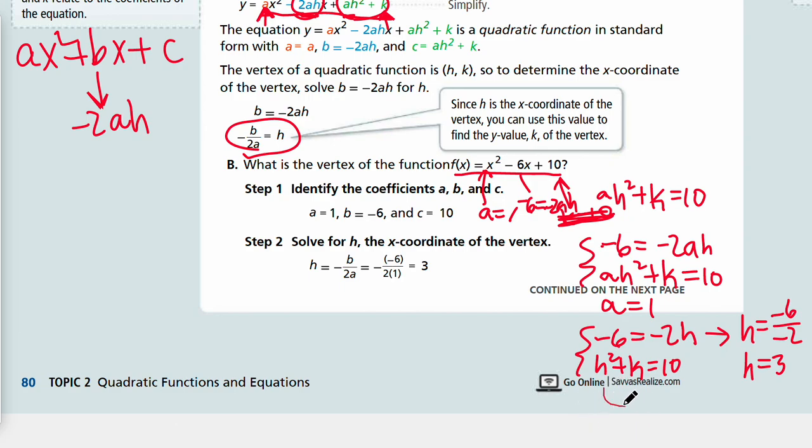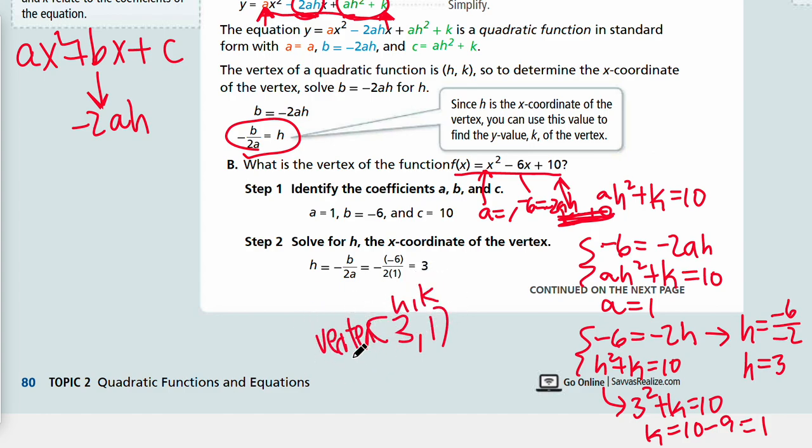And then you can just plug this in. Now that we know h, 3 squared plus k is equal to 10. So k is equal to 10 minus 9, which is 1. So your h, k, which is your vertex, would be 3, 1.